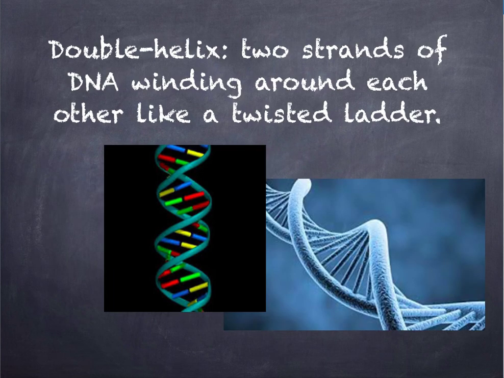The next vocab word we have on our list is double helix. This is two strands of DNA that wind around each other like a twisted ladder. This basically describes the physical characteristics of DNA. So you can see it's kind of like a twisted ladder, or a double helix, here.